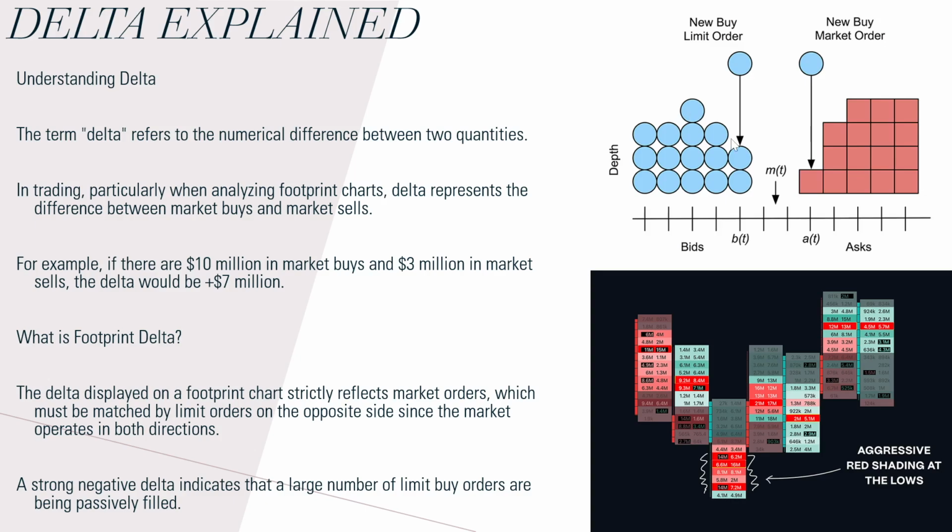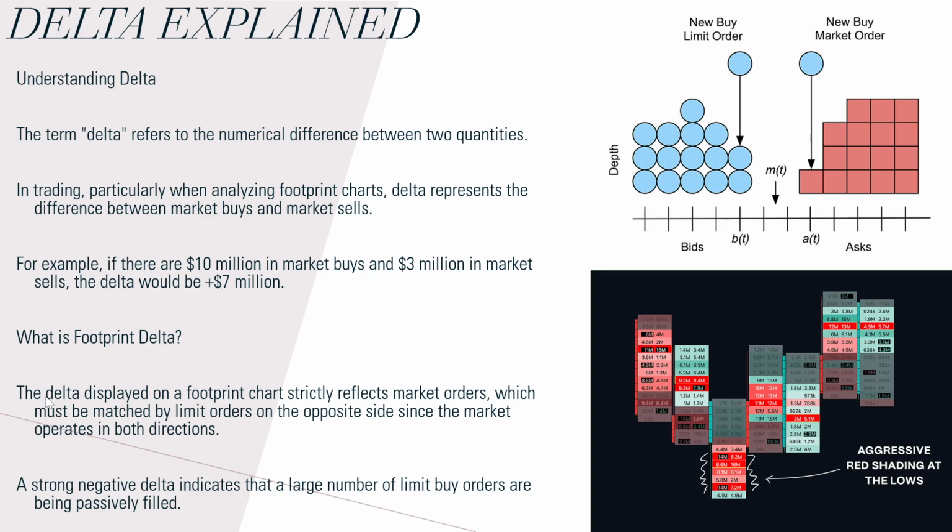Over here on this example, you can see new buy limit order and new buy market order. So pretty much you can see the balls are being replaced. If you have a market order, you need to take one of these balls and put them here. So if you're pressing buy, you're taking a limit order, so you're taking liquidity out of the market.